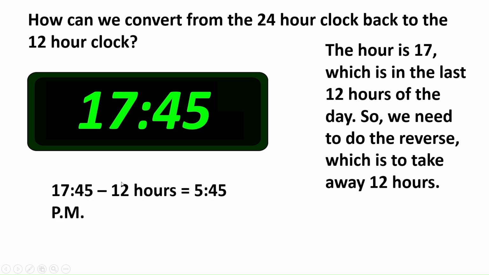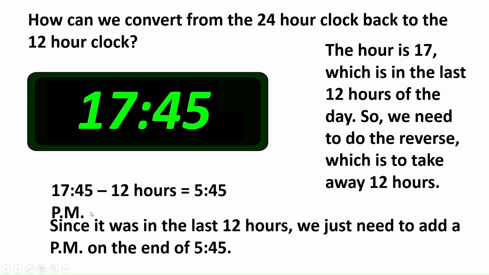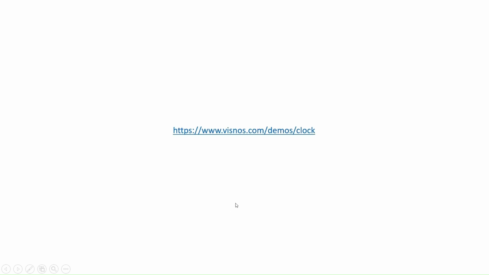17:45 take away 12 hours is 5:45 p.m. Since it was in the last 12 hours, we just need to add a p.m. onto the end of 5:45. So that's why we add a p.m. So before we end, let's just see how this clock works.